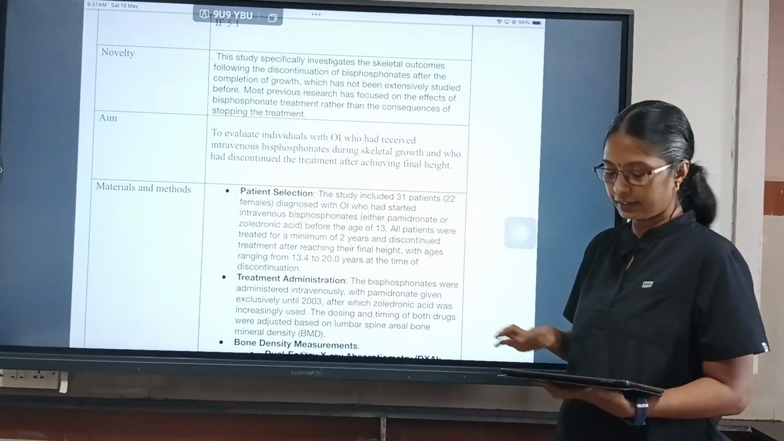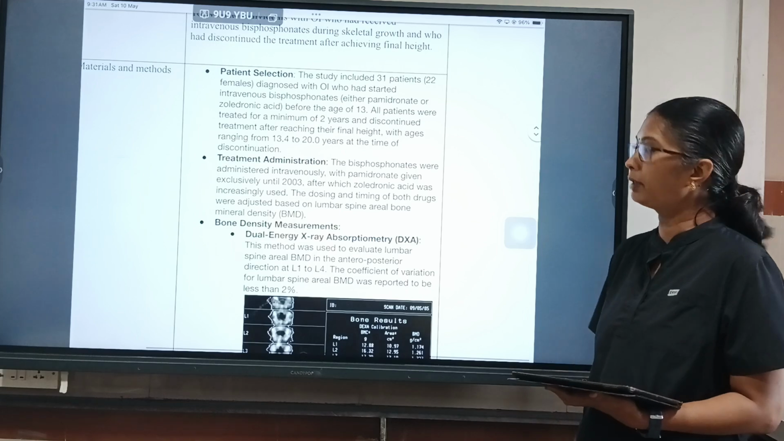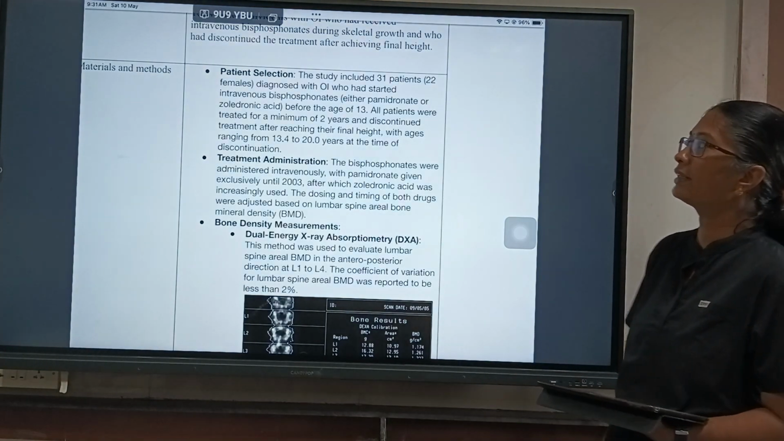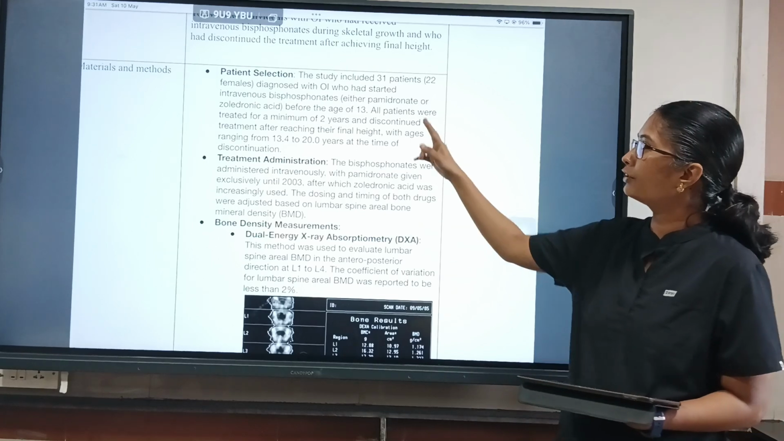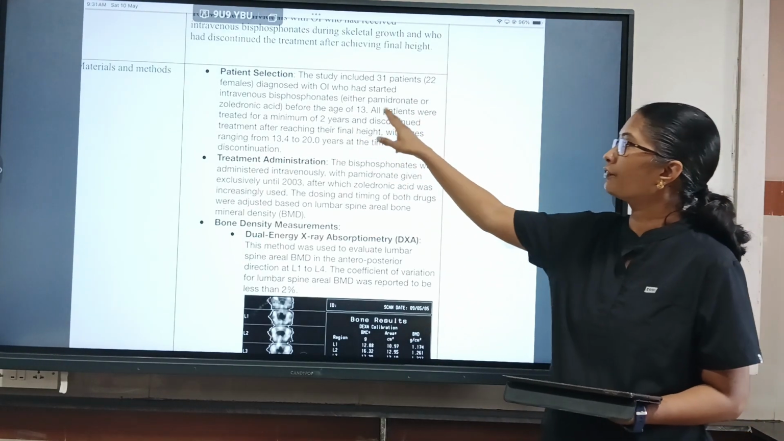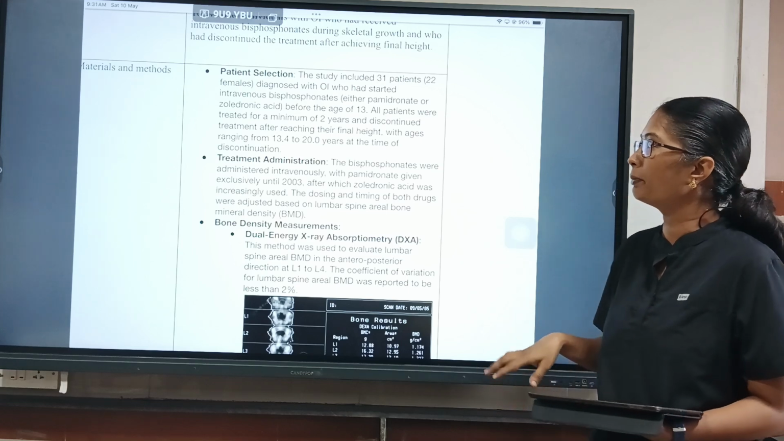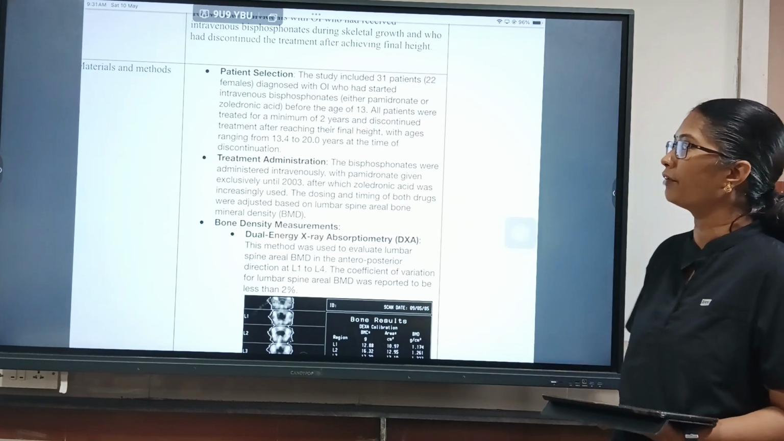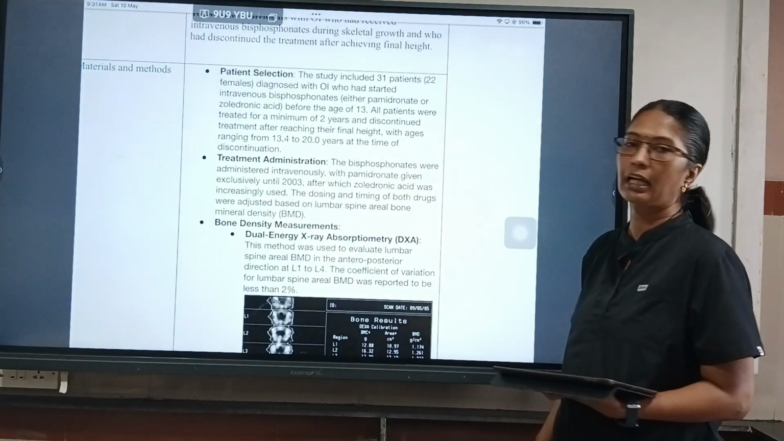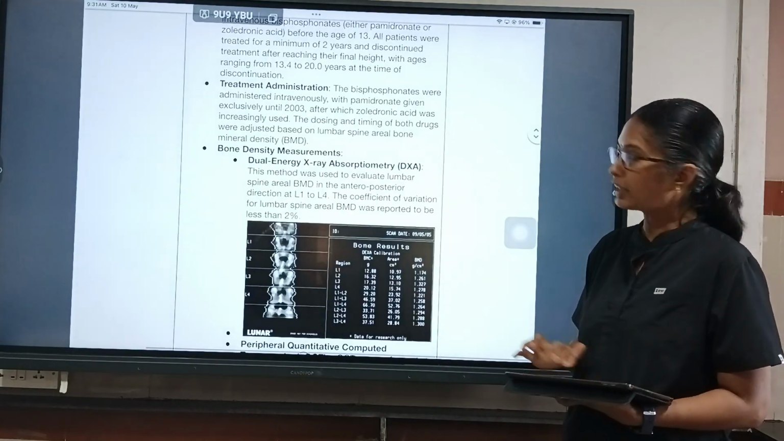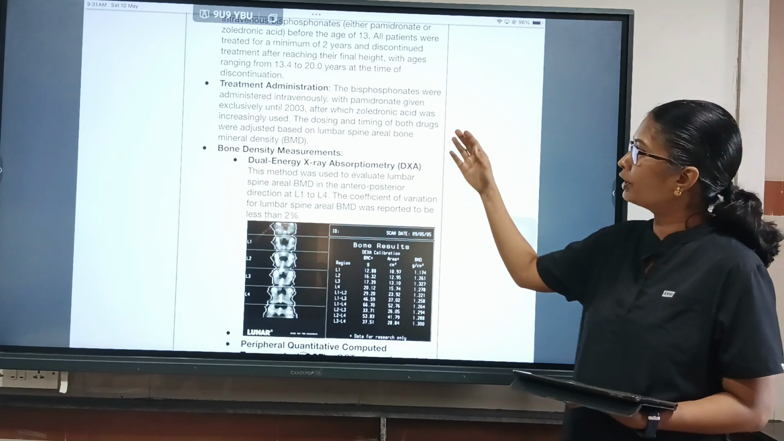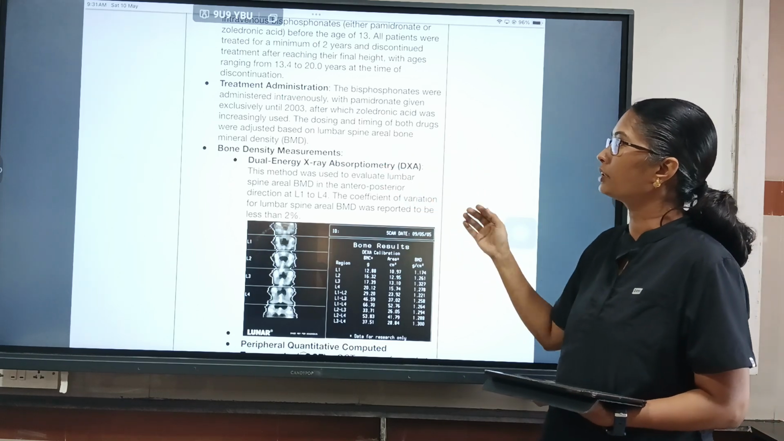Materials and methods, patient selection: they included 31 patients, of which 22 were females, diagnosed with OI, who had started intravenous bisphosphonates. They had used either pamidronate or zoledronic acid before the age of 13, and all patients were treated for a minimum of 2 years and discontinued the treatment after reaching the final height, with ages ranging from 13.4 to 20 years at the time of discontinuation. The treatment was administered intravenously, and zoledronic acid was used increasingly more than pamidronate.